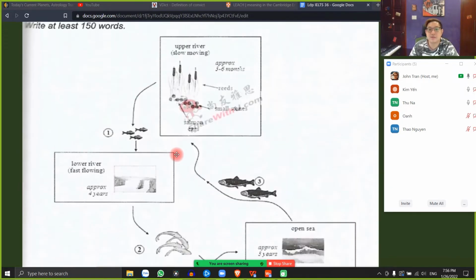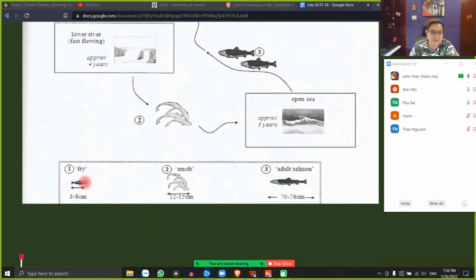Whatever you are given here, you mention it. If you're not given, don't write it, okay? So basically, you can see that the small salmon eggs will eventually hatch. They will hatch and become fries again.